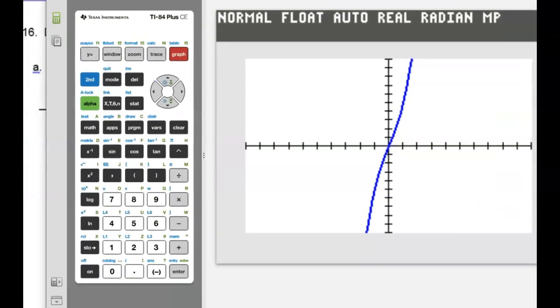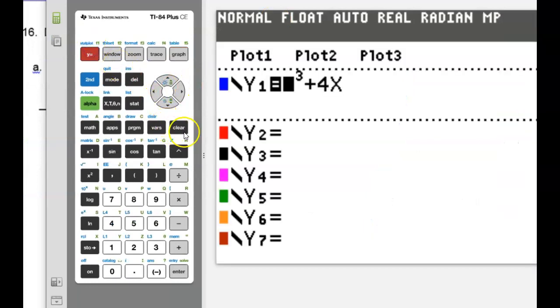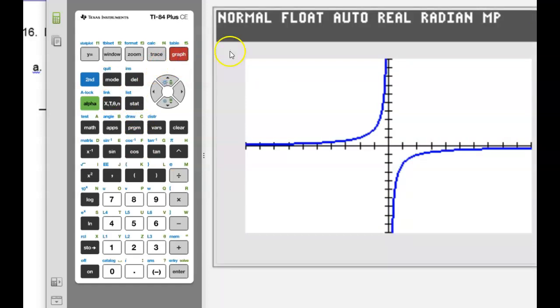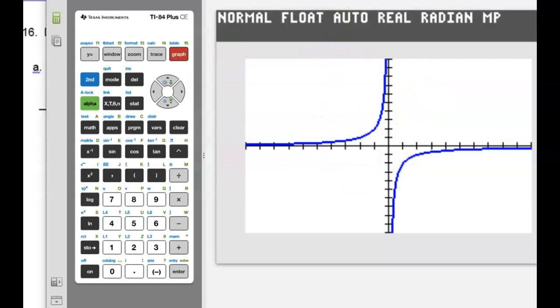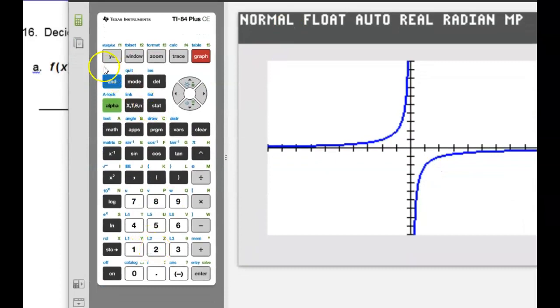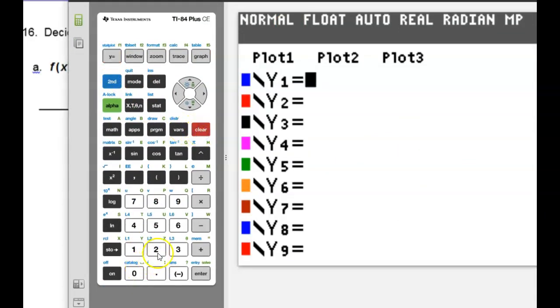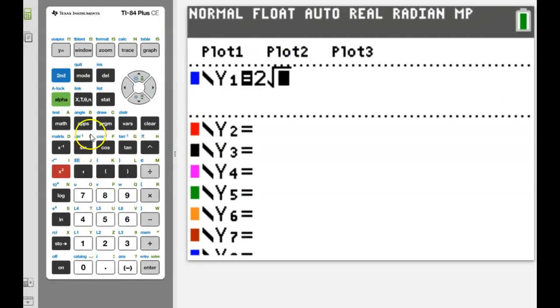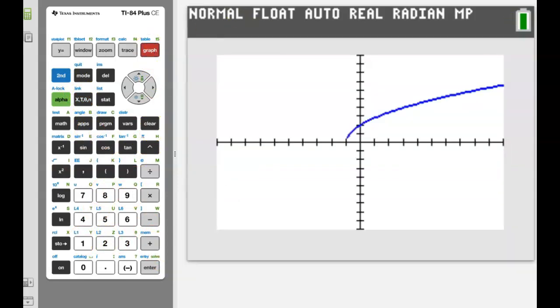Okay, the second one is negative 2 over x. I think it's going to be odd. If you spin that 180, it's still going to look the same, right? Then we have number 2. What do you know about a square root shape? It just has one branch, so I don't think it's either one. 2 square root of x plus 1 is looking like a neither.